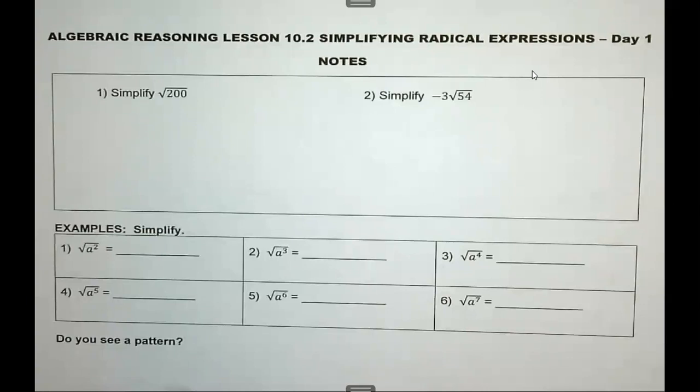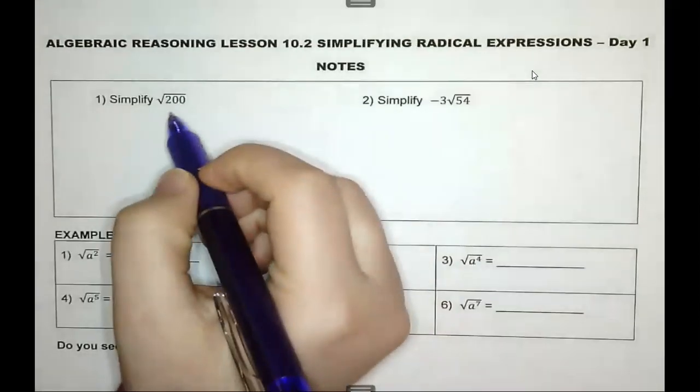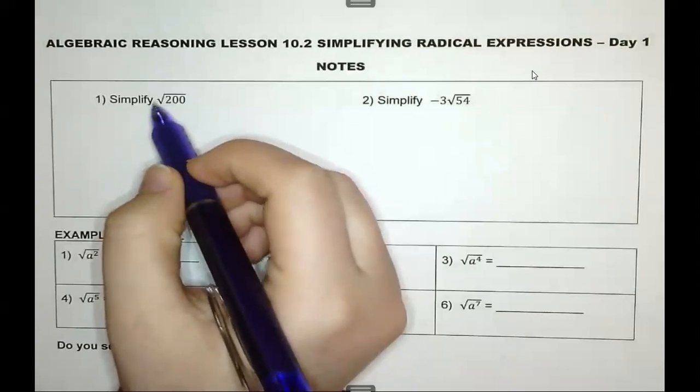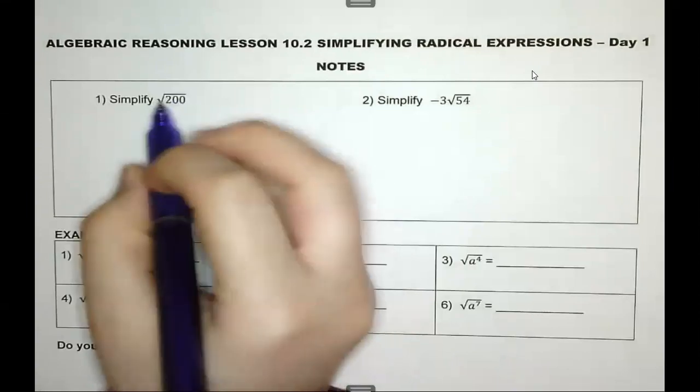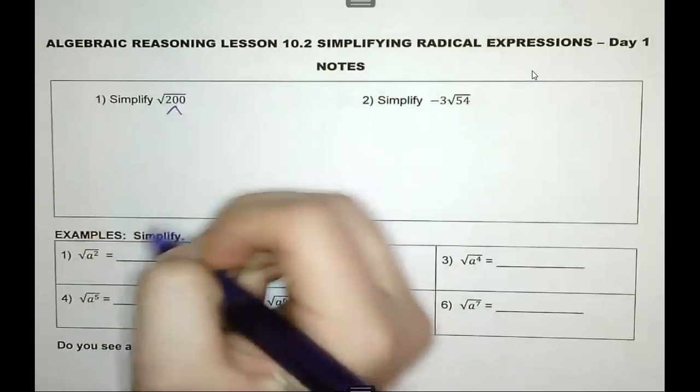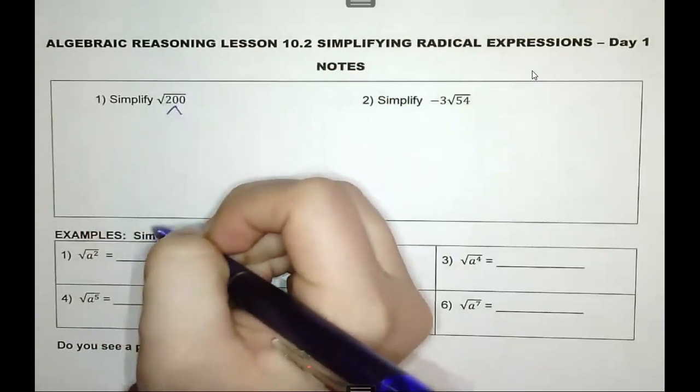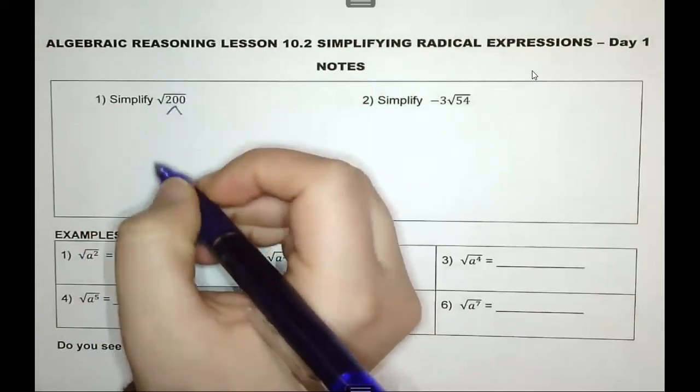So our first two examples for our 10.2 Simplifying Radical Expressions Day 1 are two examples like what we did last week. So we are just simplifying the number under the square root. In our example 1, there is nothing outside of our square root, so we're just dealing with the number underneath. So I think to myself, what multiplies to give me 200?